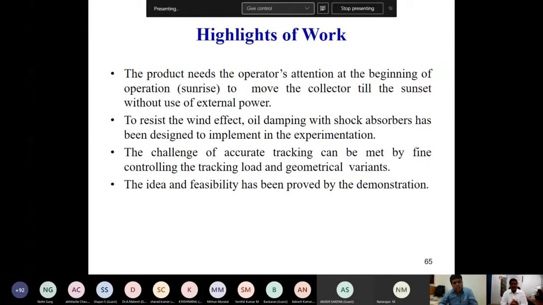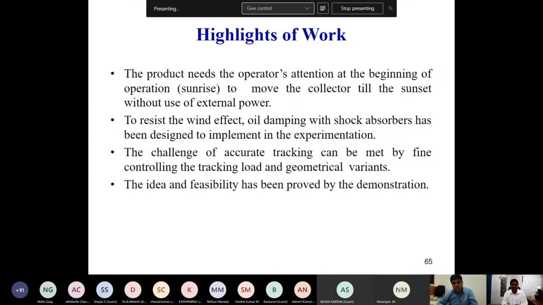The main highlights of this product: the first one is operator attention. It is required only at the beginning, so continuous monitoring or maintenance is not required for its operation. We faced one problem during the operation in this video. Sometimes if it is windy, you can see small vibrations. At that time we hadn't added damping. Now we included oil damping, hydraulic damping, like a suspension, and after adding it we arrested those vibrations. This matters because in windy periods, vibrations create disturbance to the tracking or collecting system.